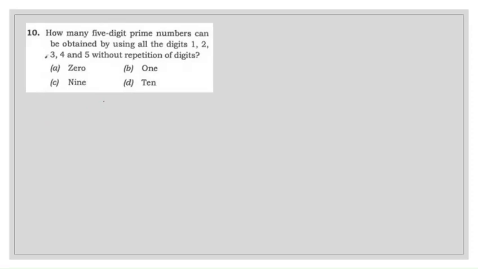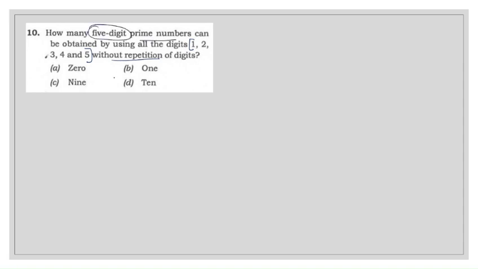In this video, we'll continue dealing with the UPSC previous year questions which are related to the topic number system. So the first question here says, how many 5-digit prime numbers can be obtained by using all the digits from 1 till 5 without repetition of digits? So how many 5-digit prime numbers?